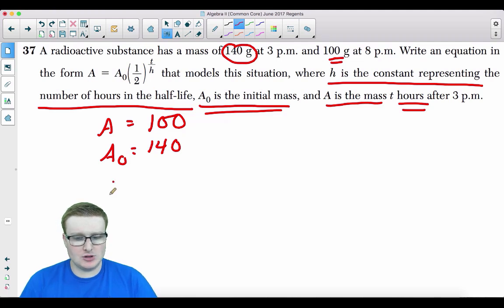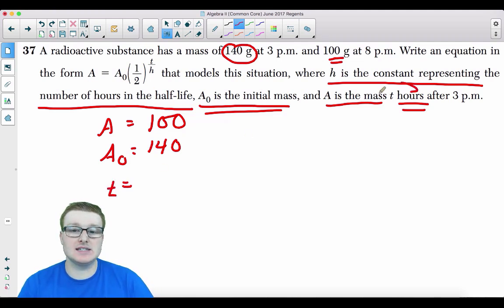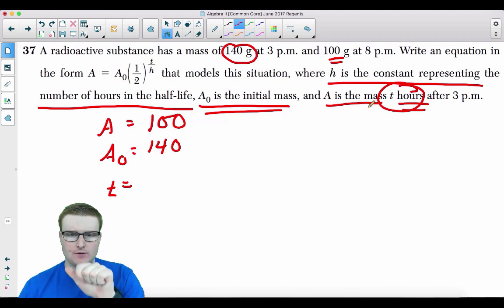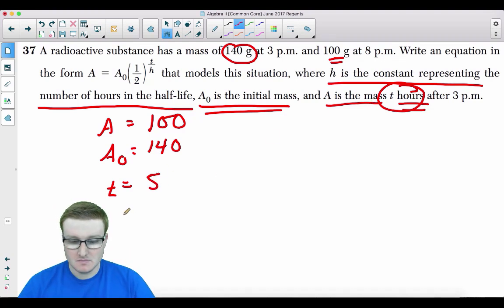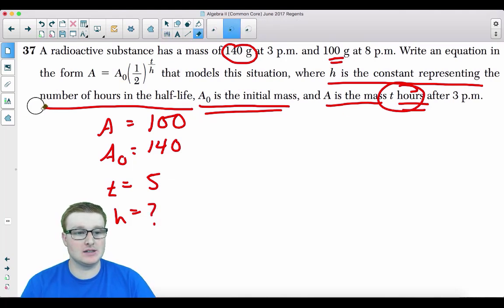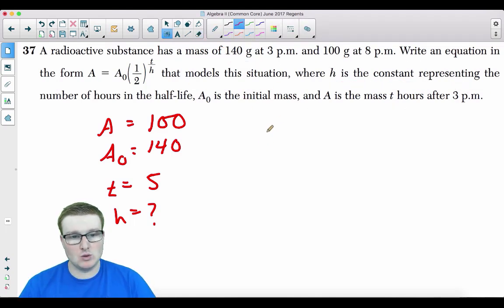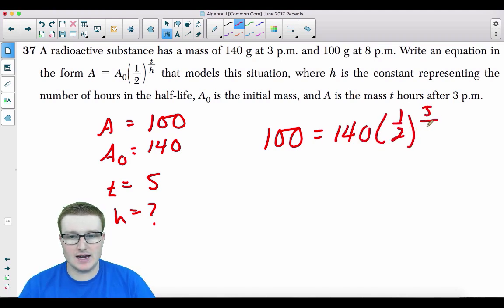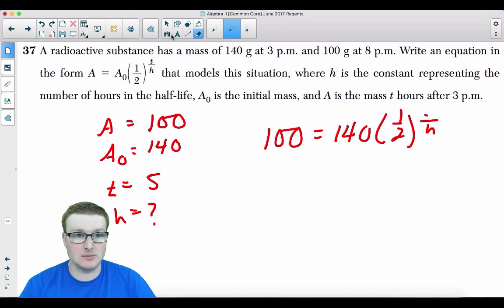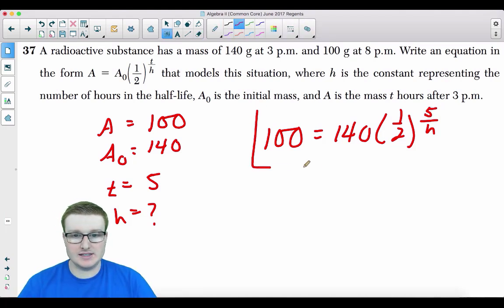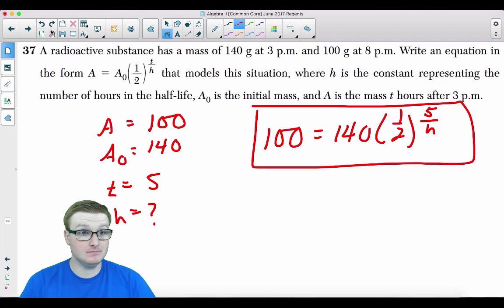The 1/2 still remains the same. Now, your lowercase t is the time in hours. How many hours went by? Well, 3 to 4, 4 to 5, 5 to 6, 6 to 7, 7 to 8. 5 hours. And we leave H alone because H is the constant representing the number of hours of the half-life. We don't even know what that is. So we're going to take all this information and plug it into our formula. So 100 is equal to 140 times one half raised to the 5 divided by H power. Ladies and gentlemen, that's how you answer the first part of that question. That's all you need to do.